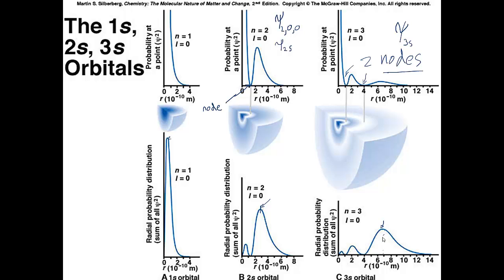Wait a minute. So if the electron can be here with a good probability, or it could be here at about 2 times 10 to the minus 10th meters, how does it get from here to here without ever passing through this point right here? Because it's got to have 0 probability. So how does it move from one side to the other?